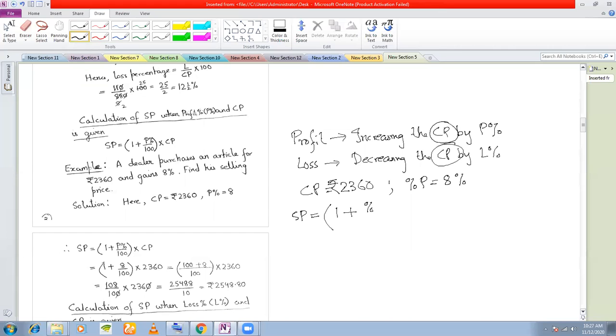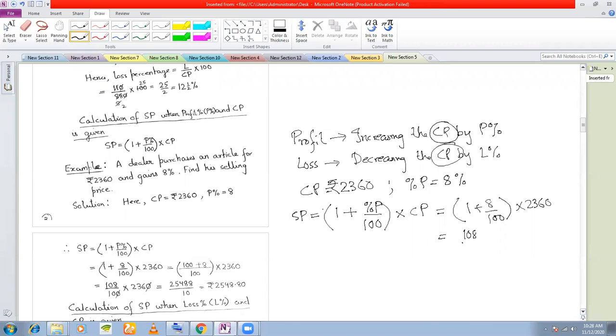So how do we increase a percentage? Just now we did it: 1 plus p by 100 into the original quantity, the cost price. So that is your selling price. So 1 plus 8 by 100 into 2360. So as simple as that. So remember that calculation of selling price from cost price is very easy. In one step you'll be able to get it. But the calculation of cost price when selling price is given, that is something that you must understand mainly.